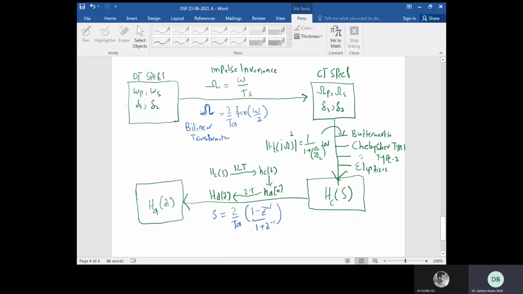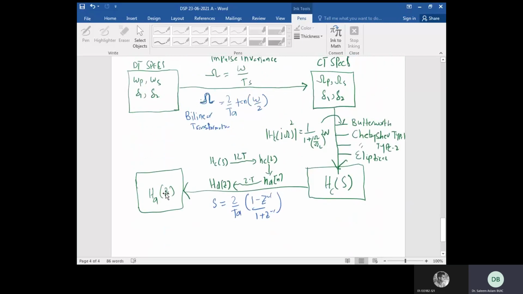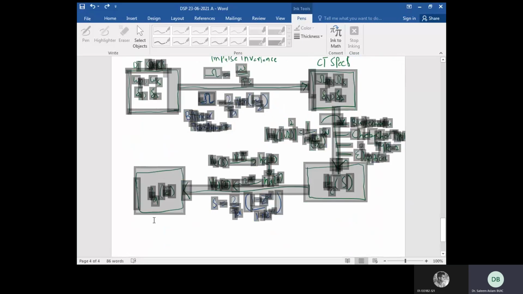Let's together solve example 7.2 and I'll solve example 7.2. Be careful, 7.3 is exactly the same thing. You just need to replace impulse invariance with bilinear transformation. That's the only difference. Everything else is the same.